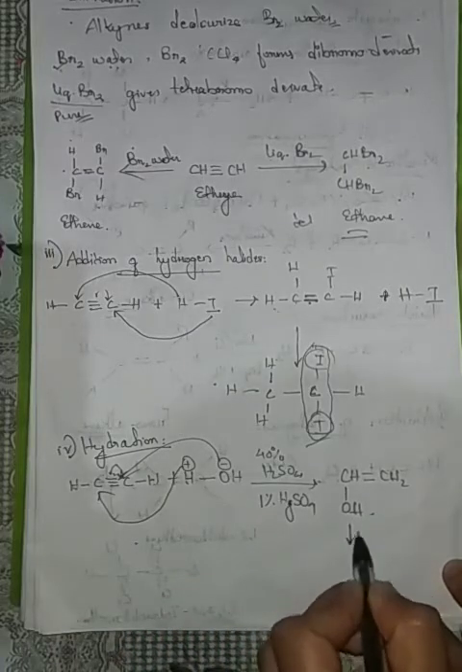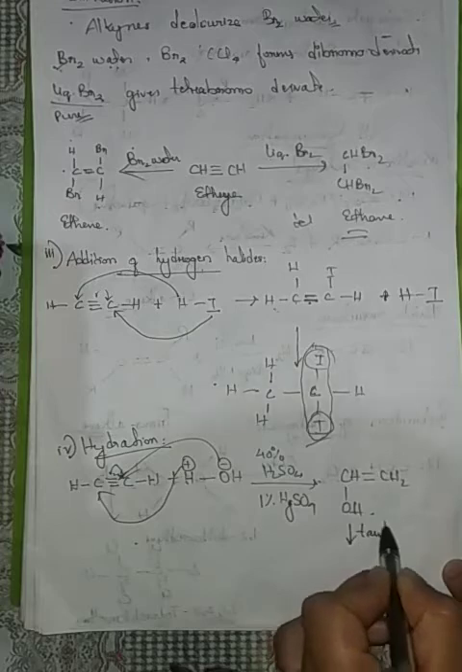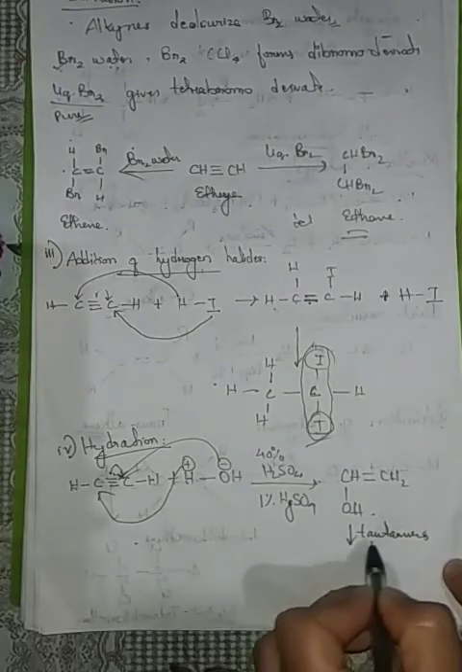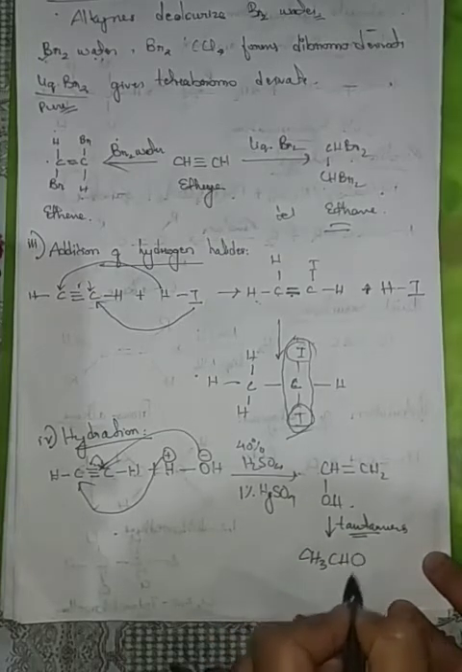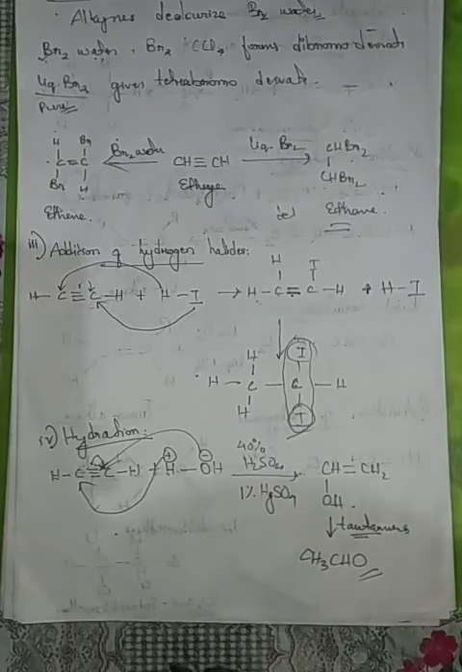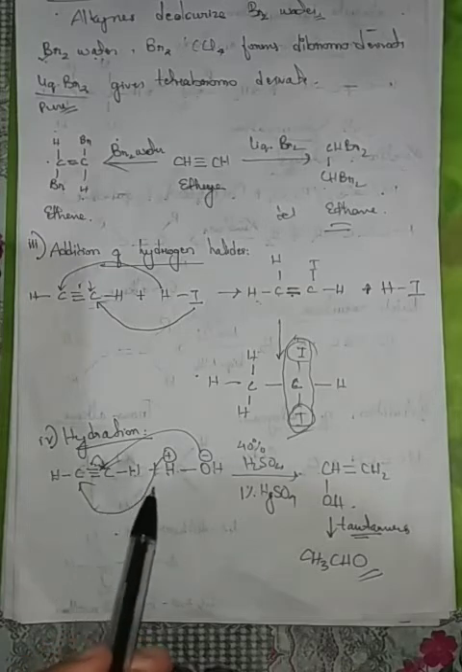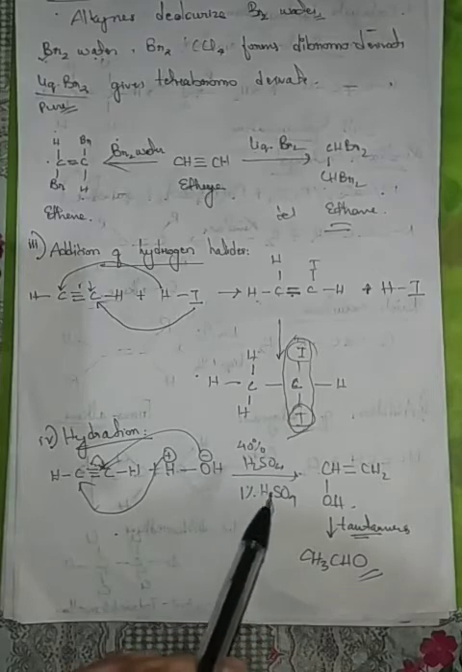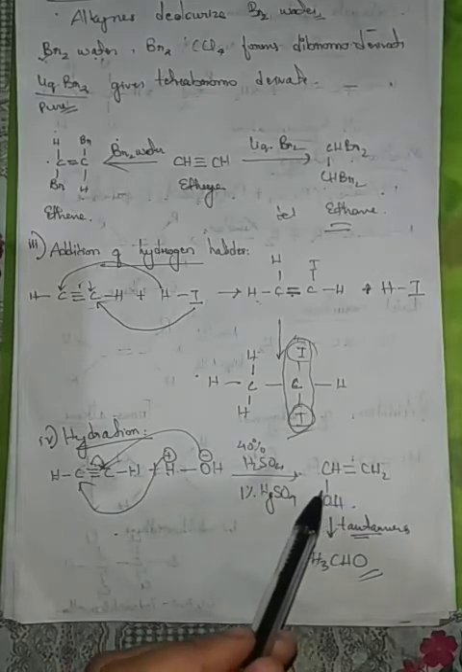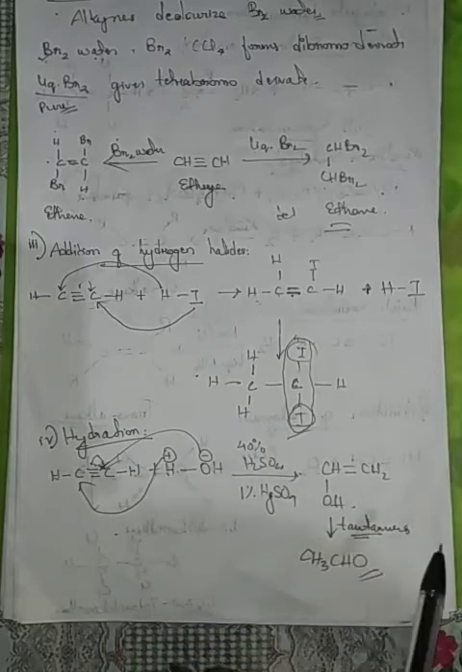Now, this further undergoes tautomerism to give aldehydes. Therefore, when hydration of alkynes takes place, the alkynes first react with water in the presence of 40% concentrated sulfuric acid and 1% mercury sulfate to give an alcohol, and then it further undergoes a tautomerization reaction to give an aldehyde. These are the addition reactions of alkynes.